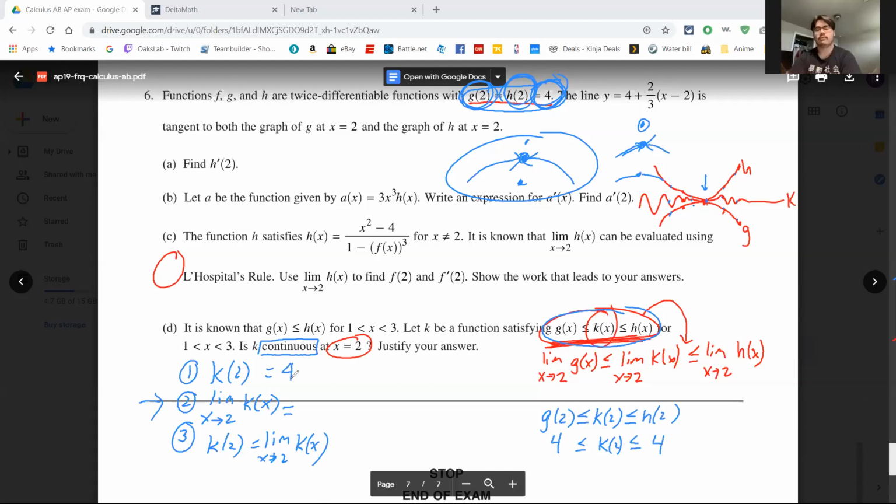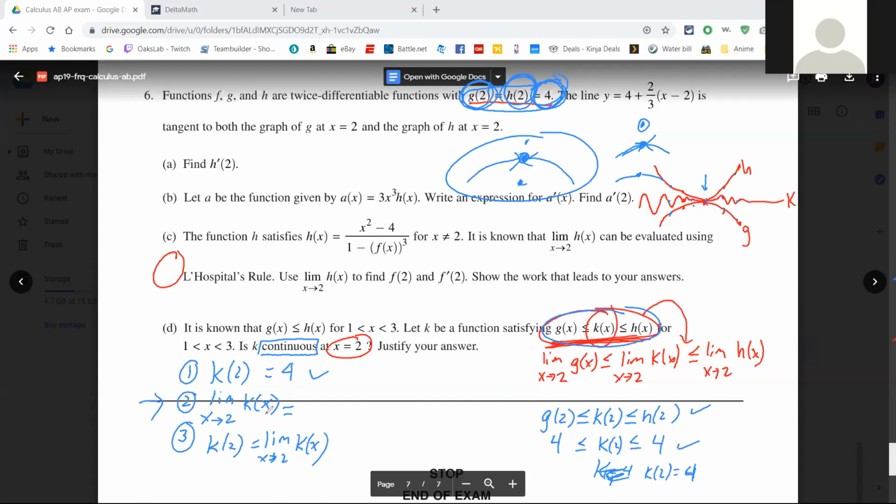If this statement is true, then this has to be true. Therefore, this has to be true. K of 2 has to be 4. There's no way around it. So this is done already. K of 2 has to be 4. So the next thing we're doing is the limits.